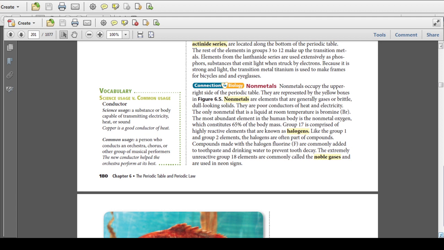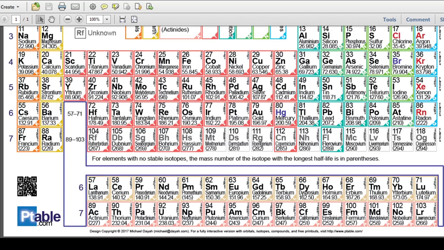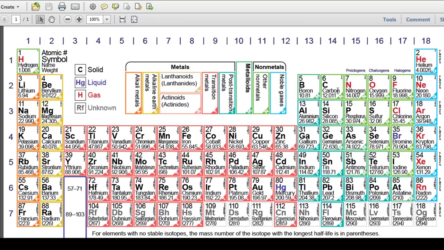Nonmetals occupy the upper right side of the periodic table. So in the upper right, everything labeled with a little N is called your nonmetals. Carbon, nitrogen, oxygen, fluorine, phosphorus, sulfur, chlorine, selenium, bromine, and iodine are all known as your nonmetals, as well as helium, neon, argon, krypton, xenon, and radon.